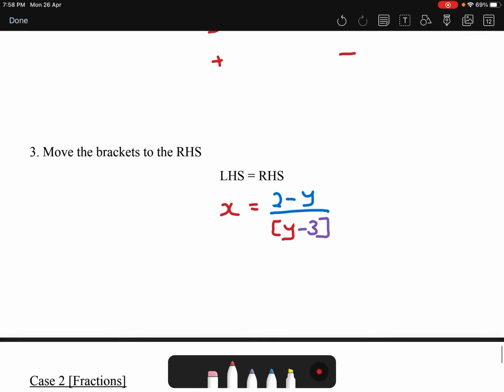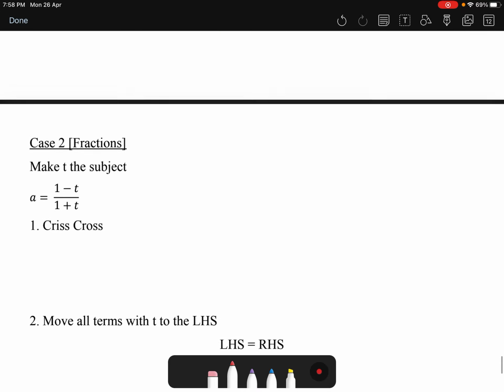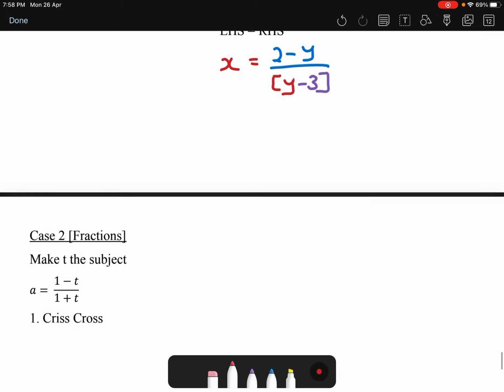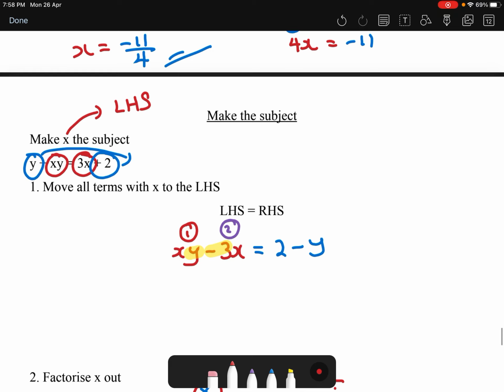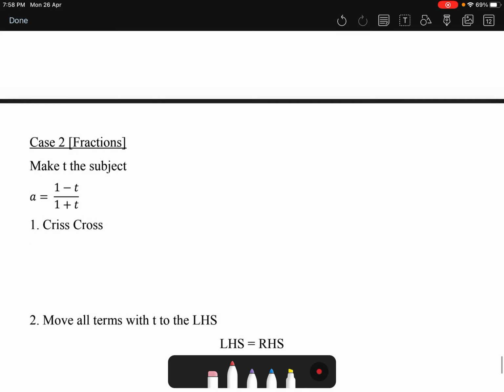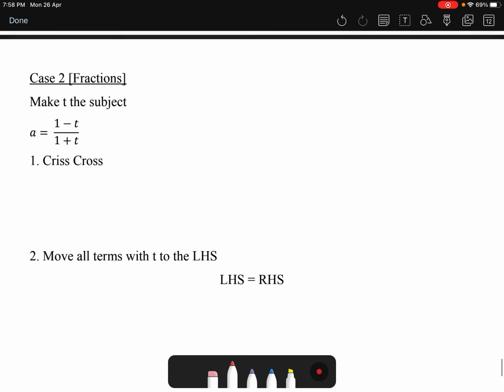Okay, so let's move on to a more complicated one, which involves a fraction. Just now, for case 1, you notice there's no fraction. It's just basically one straight line, y plus xy equal to 3x plus 2. It's a very beautiful equation. But if you have a fraction like this, a equal to 1 minus t divided by 1 plus t, what should we do?